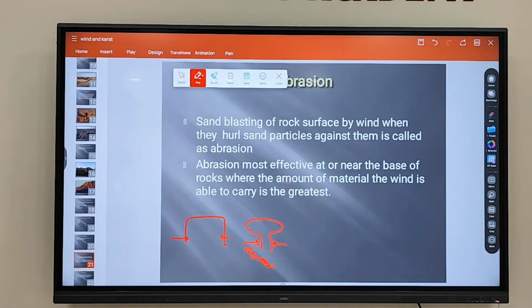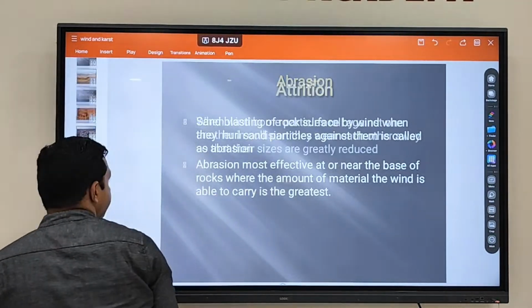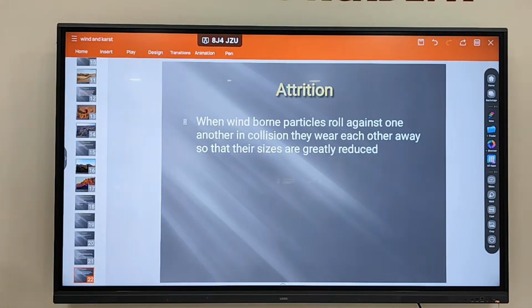Fine. Now the third, as we discussed, is which process? Attrition process. So what is attrition? It is when wind particles roll against one another and collide with themselves only, then it is going to be called what? It is going to be called the attrition process. Clear? So when wind particles roll against one another in collision, they are reduced in size, and this reduction is referred to as the attrition process.